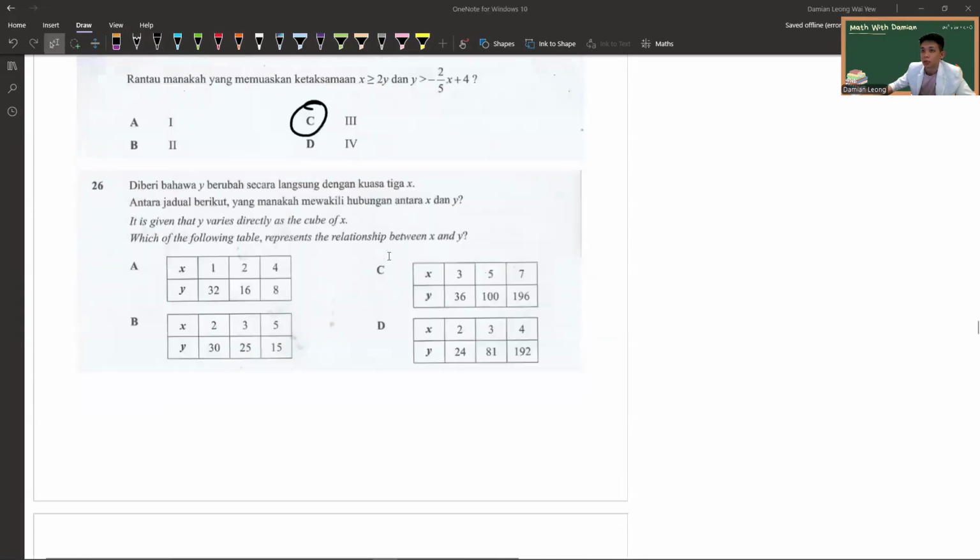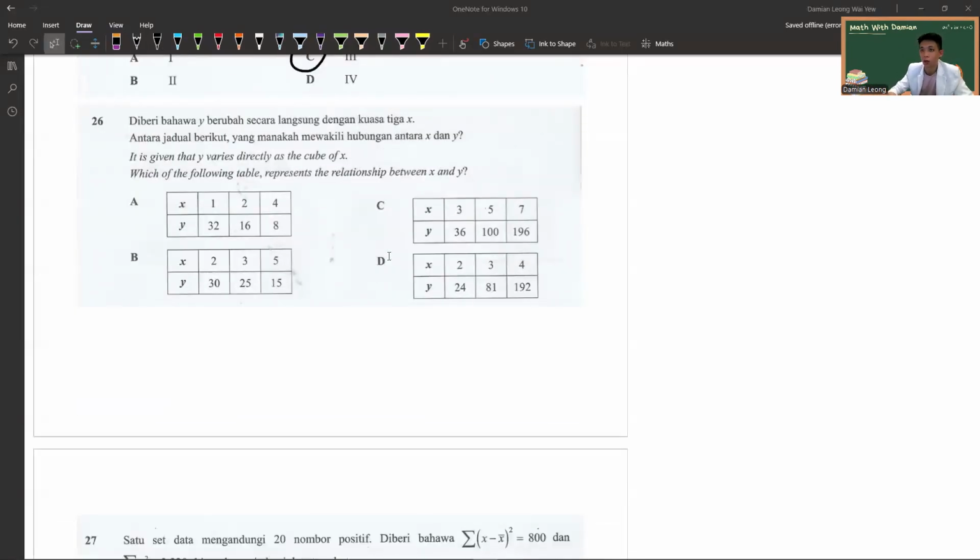Then question 26. It's given that y varies directly as the cube of x. Means I compare y with x cubed. So I need to cube the value of x and see which one has a common ratio. If I consider x cubed, it will be 1, 8, 64. If it varies directly, y over x cubed should have the same value. 32 over 1, 16 over 8, 8 over 64, all of them are different values here.